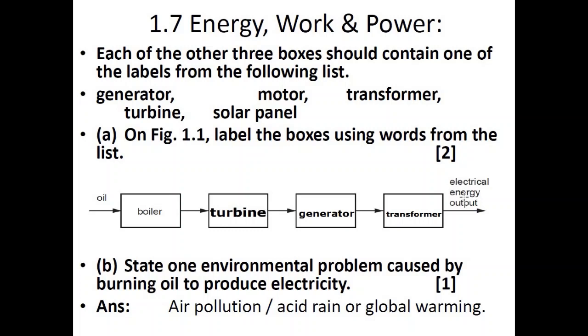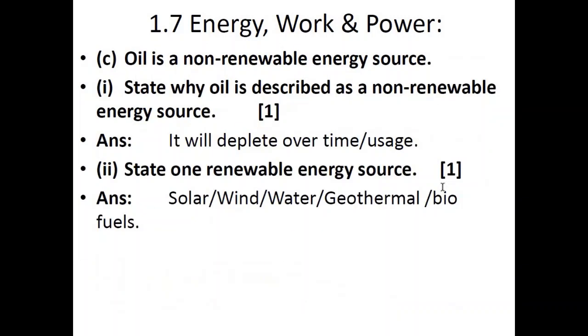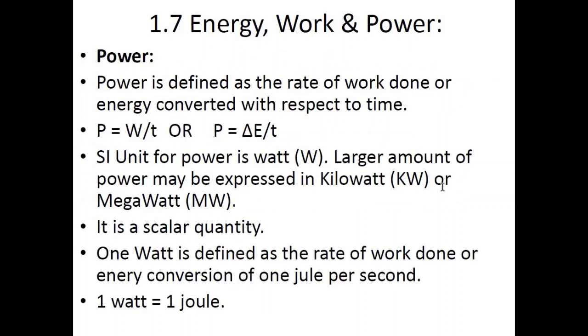State 1 environmental problem caused by burning oil: air pollution, acid rain, global warming. You can state any one of these. Oil is a non-renewable energy source. State why oil is described as non-renewable: because the reservoirs of oil will deplete over time. State 1 renewable energy source. You can write any one: solar, wind, thermal, tidal, HEP, biofuels, etc.